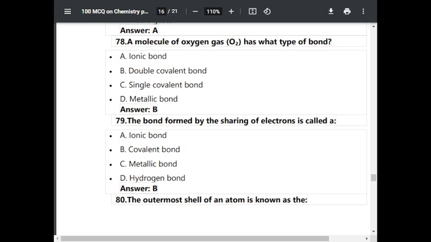Question number 79. The bond formed by the sharing of electrons is called. Option A ionic bond, option B covalent bond, option C metallic bond, option D hydrogen bond. The correct answer is B, covalent bond. The bond formed by sharing of electrons is called a covalent bond.